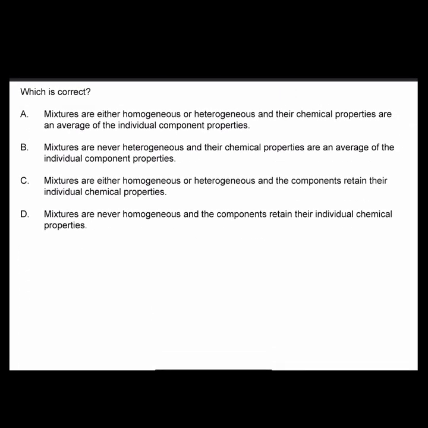Now the next one, which one is the correct answer? A mixture is either homogeneous or heterogeneous and their chemical properties are an average of individual component properties. Not really. In a homogeneous mixture, the properties probably won't be average, depends upon the ratio. Mixtures are never heterogeneous and the chemical properties are an average of the individual components. That doesn't really matter. Mixture can be heterogeneous, so I can ignore this.